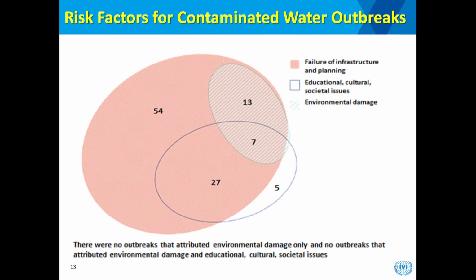typhoid fever. And when we looked at the underlying reasons for the water-related transmission or outbreak occurrence, we classified them into three categories: failure of infrastructure and planning, which is the big pink circle, educational, culture, and social issues, and environmental damage, which is the circle with the dashed line. So they all overlap. We represented it in a Venn diagram, showing how they all overlap, because many outbreaks had more than one underlying reason.